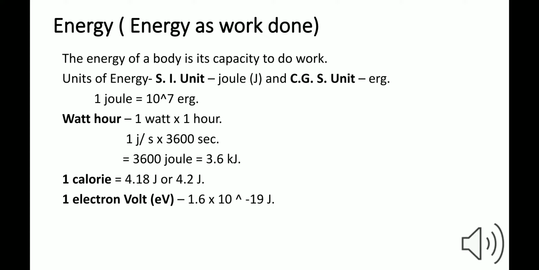And how are they related? The energy of a body is its capacity to do work. What is my capacity to do work is my energy. Please try to understand. Rate of doing work is power. Capacity of doing work is energy. Power is whatever work is done in unit time, whereas what amount of work I can do, what is my efficiency of doing work, is my energy.